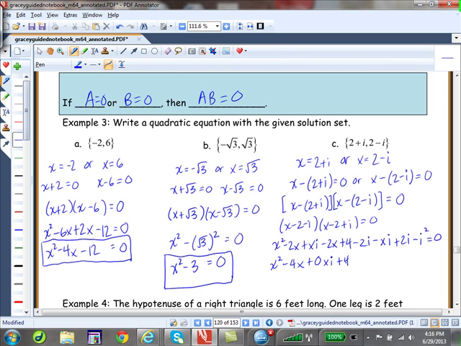And then I have plus 4. And I have a negative 2i and a positive 2i. So I'll have plus 0 i's. And then minus negative 1 because i squared is negative 1. So that's going to give me x squared. 0 times anything is 0. So I'll get x squared minus 4x. 4 plus 1 is 5.